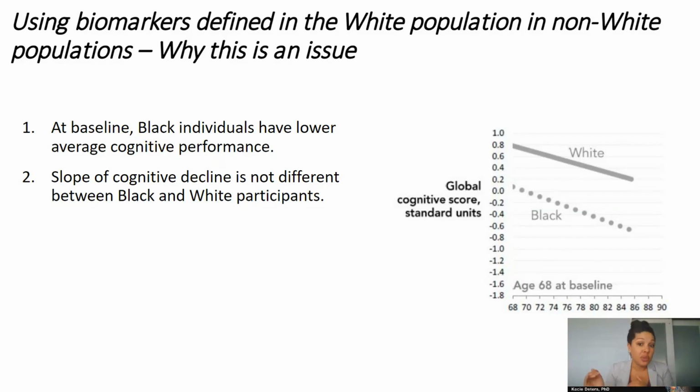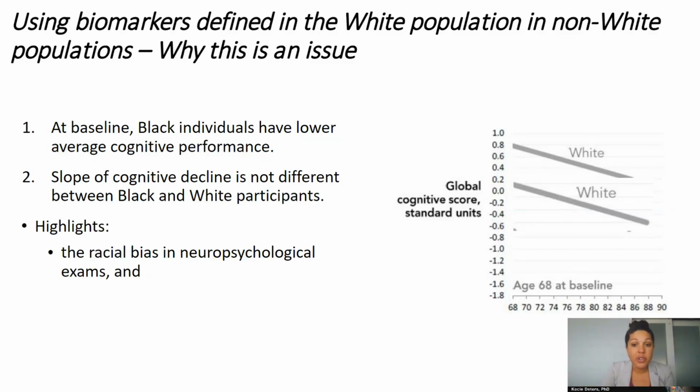However, if we look longitudinally, so over time, not cross-sectionally, we see that the slope of cognitive decline is actually not different between Black and white participants. I have this little animation here so you can compare a little bit better, and I'll do that again. This highlights two really important effects. First, that there is racial bias that exists in neuropsychological exams. Neuropsychological testing was created and validated by and in white individuals. So every other ethnic and racialized group that is not white tends to have a lower intercept of cognition relative to white individuals.